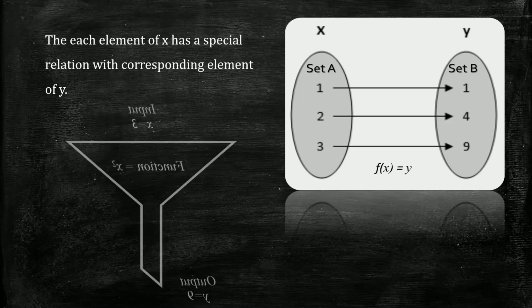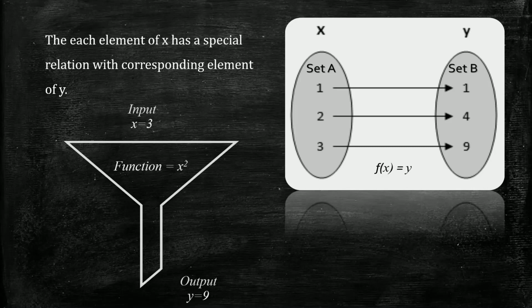Now, I have drawn a funnel for you to understand what is actually a function. If you input the value x equals 3 and follow the rule, which is the function f(x) equal to x square, you get an output y equal to 9.